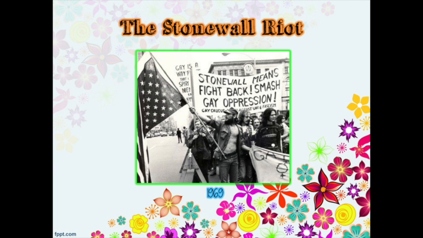Okay, so we are going to start with historical perspectives, and we're going to talk specifically about the Stonewall Riot. So in 1969, homosexuality was illegal. It was even illegal to serve alcohol to homosexuals. So the Stonewall Inn in New York City was one of the very few gay bars, but once a month it was raided and its patrons were arrested.